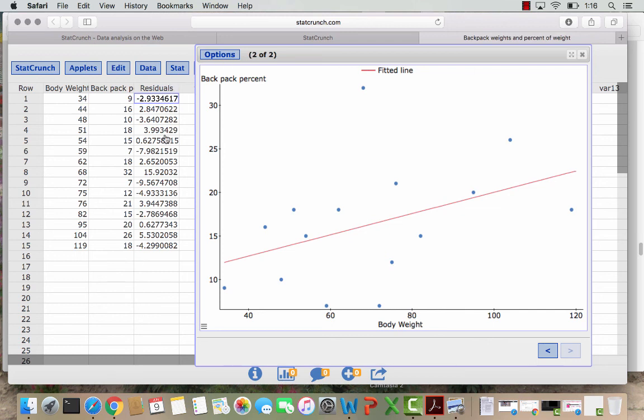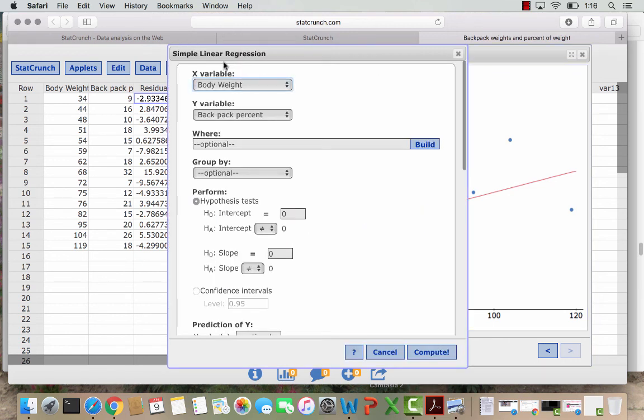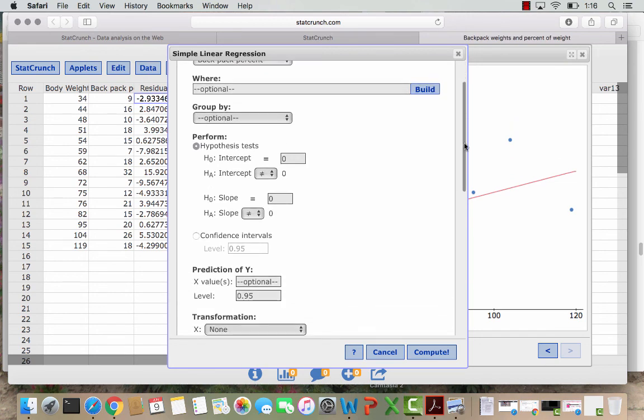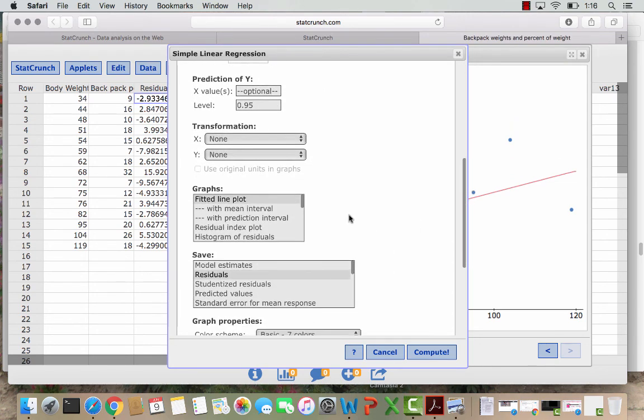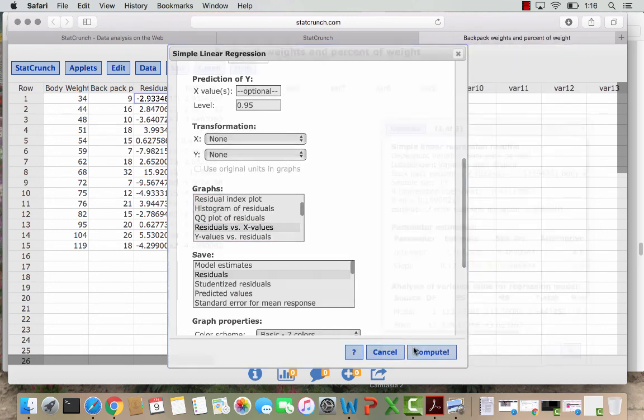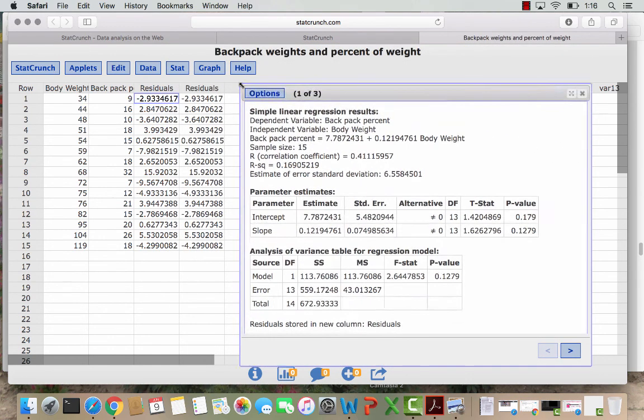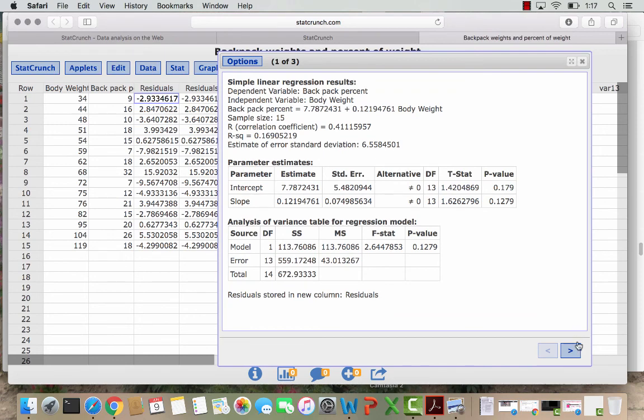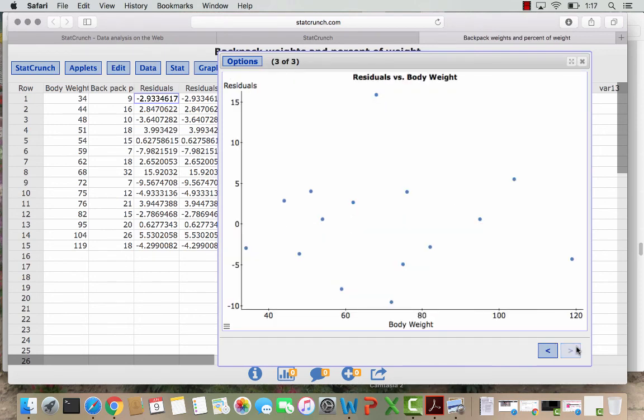So I want to see a scatter plot of the residuals. I can go into Options, Edit, and then under Graphs, if we scroll down, we can see residuals versus x values. So let's click on that and compute, and now I get a third screen with a graph. And so here are the residuals. Here are our x values, the body weight of the students, and the residuals appear to be random. That's a good thing. And here's 0 going through the middle.